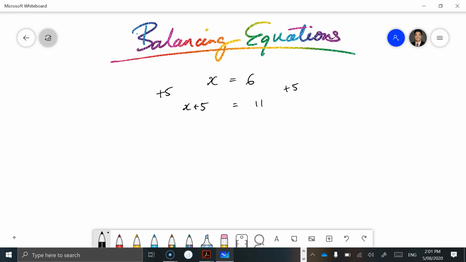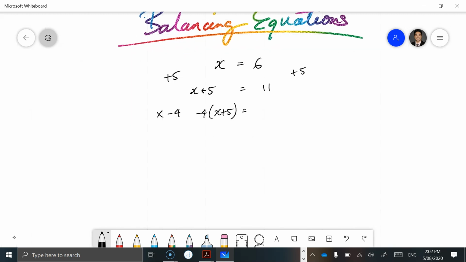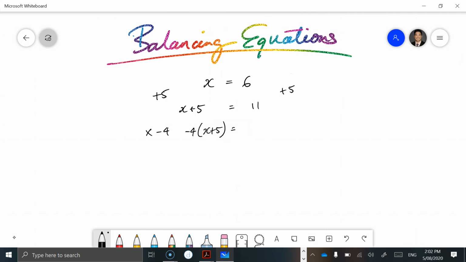Then let's say if we decide to multiply both sides by minus 4, then we'll have minus 4 outside of x plus 5. Remember, it's the whole thing that's multiplied by minus 4, not just part of it. It is no longer equal to 11 because we've changed one side. We need to keep things balanced by doing the exact same operation on the other side. So we're going to multiply the right-hand side by negative 4 as well. So 11 times negative 4 is minus 44.